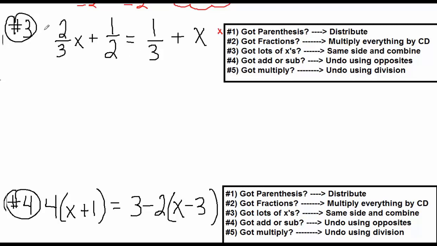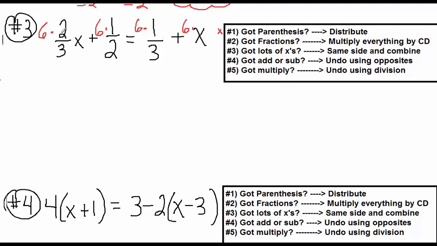I'm going to multiply everything by 6. So I'm timesing this by 6, and this by 6, and this by 6, and the x by 6. Don't forget, you're going to multiply all the terms by 6. There's 4 terms here. We multiply each term by 6. Now I'm going to do some math here.